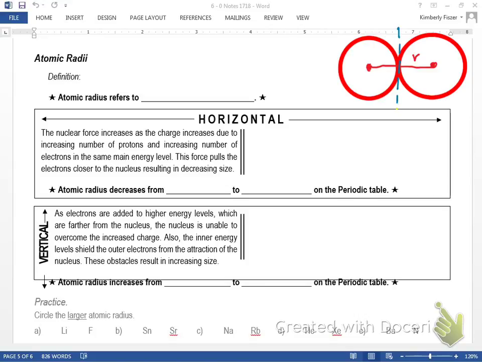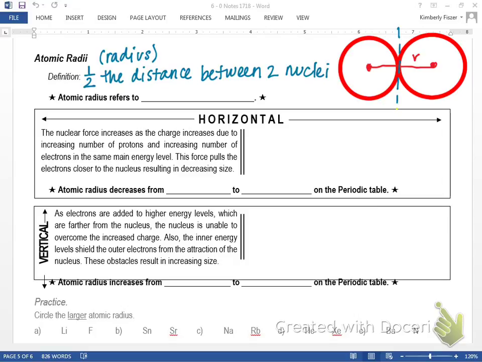So, my definition for an atomic radii, this is plural, okay? Radius would be singular. Sometimes we use them interchangeably. The definition would be 1/2 the distance between two nuclei. Do you see how radius ends in an us and nucleus ends in an us? So the way we pluralize it was we drop the us and we put an I. So radii, nuclei. Can you see it?